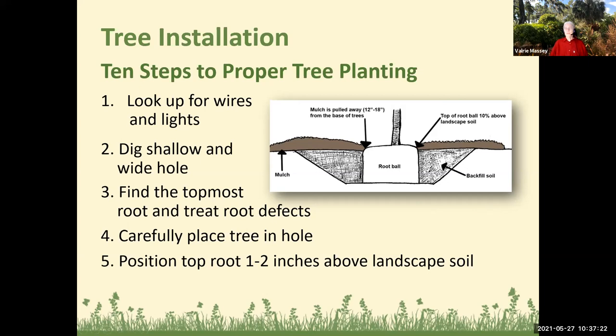Depending on the size of the plant or the tree we're talking about here, you want the top root to be 1 to 2 inches above the landscape soil. That's so that as it settles and you've got it all jetted in to get rid of bubbles or air pockets, it's going to settle a little bit. You still want it to be above the remaining outer soil level so that the water runs off.